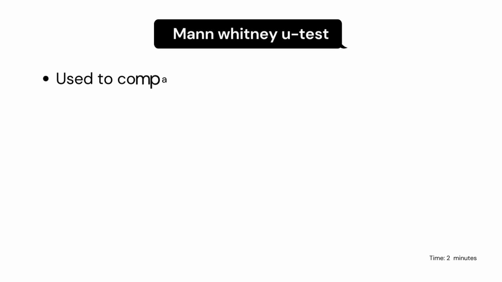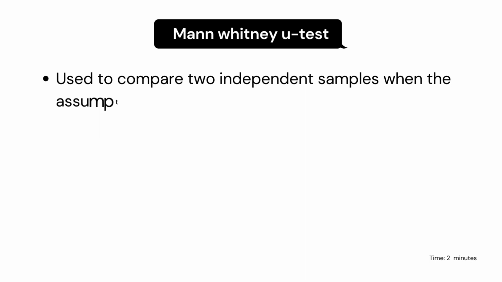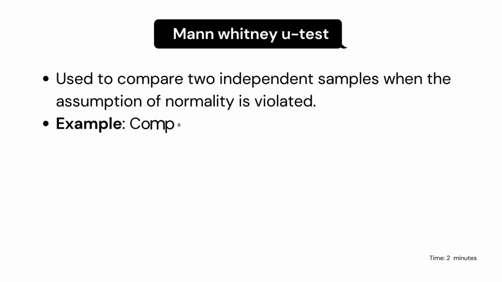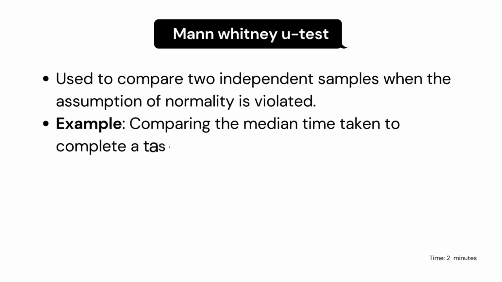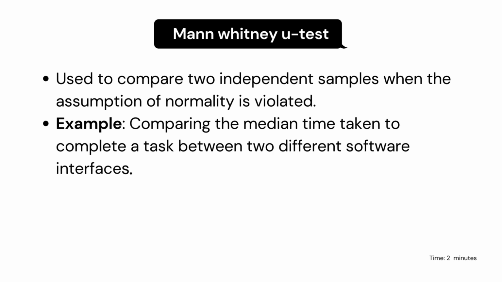So now, moving on to the non-parametric tests, they include the Mann-Whitney U test. It is used to compare two independent samples when the assumption of normality is violated. For example, comparing the median time taken to complete a task between two different software interfaces.